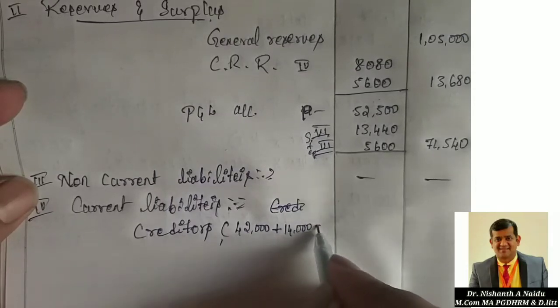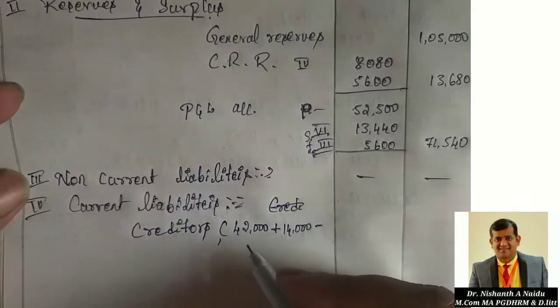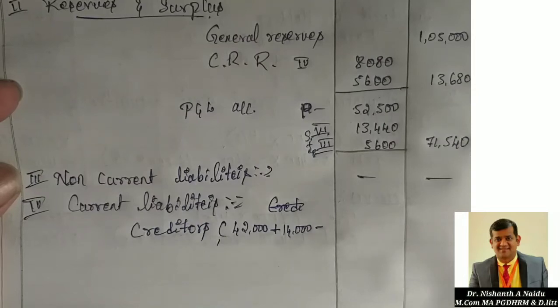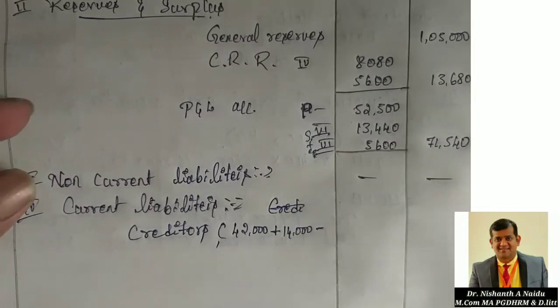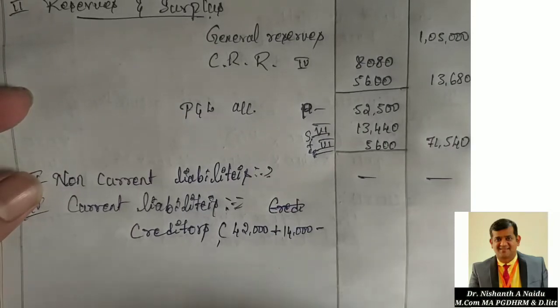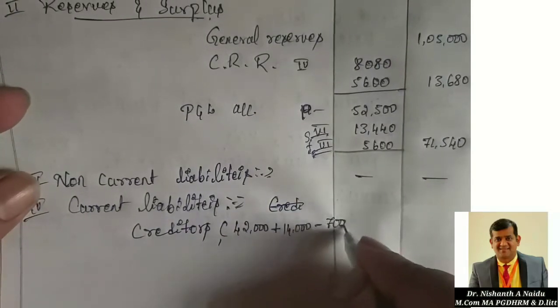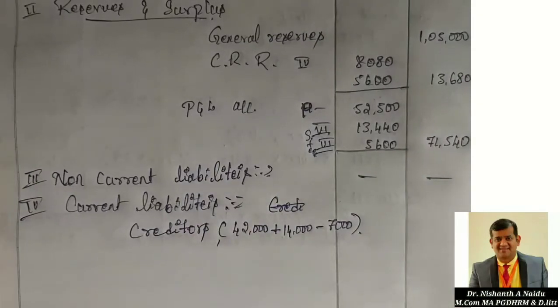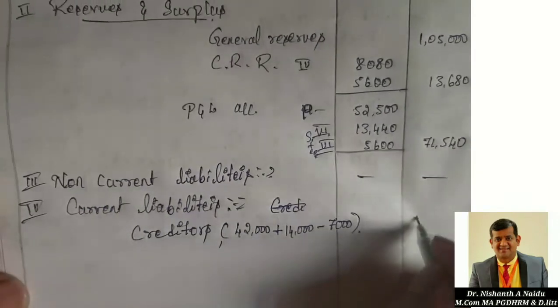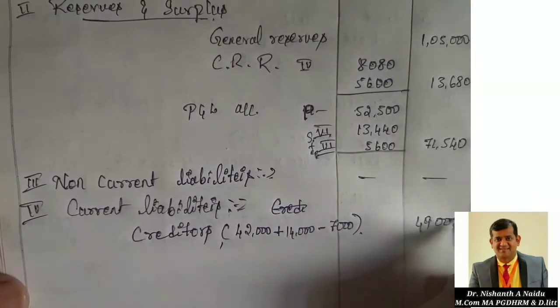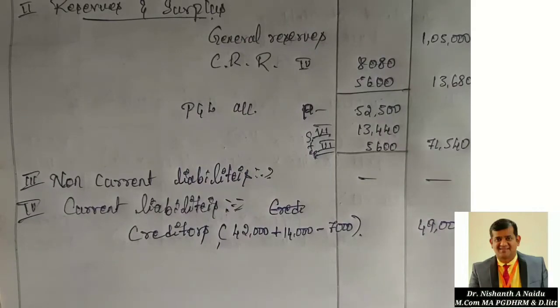Okay. Then minus adjustment number 2. Sundry creditors of P Limited includes rupees 7,000 due, so that means internal transfer. That is 7,000. So 42,000 plus 14,000 minus 7,000 as per adjustment number 2. So 49,000 in the amount column.